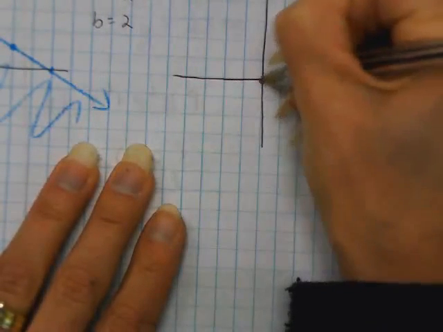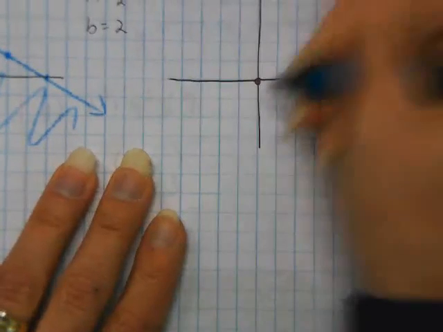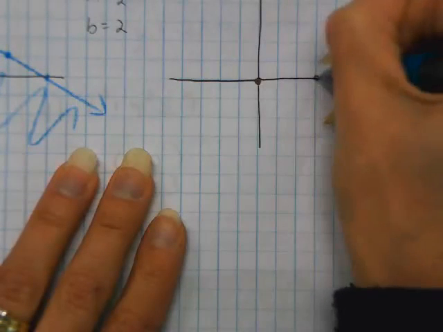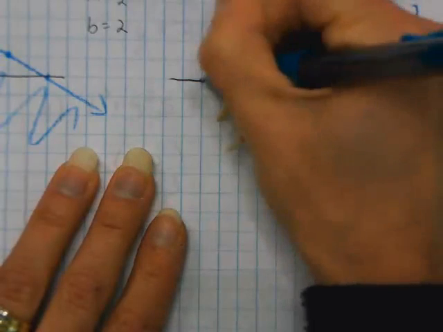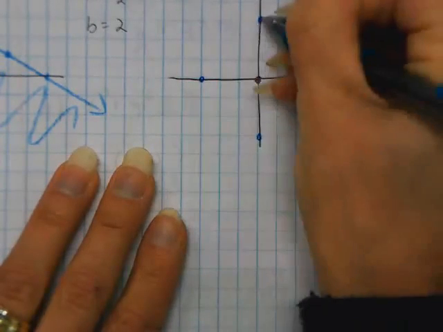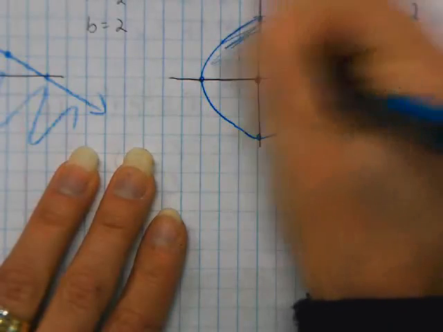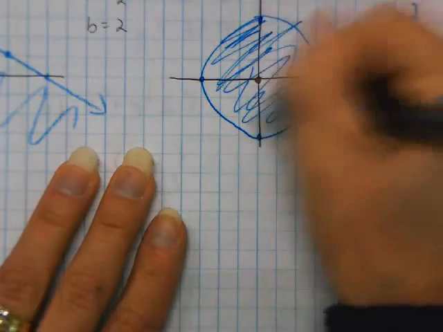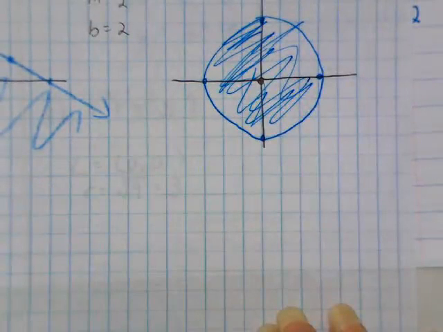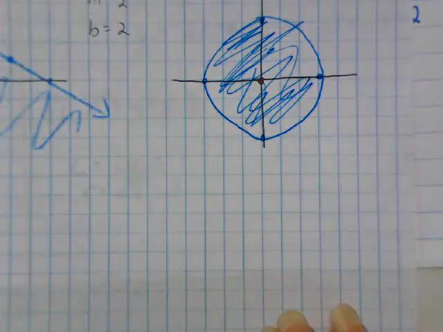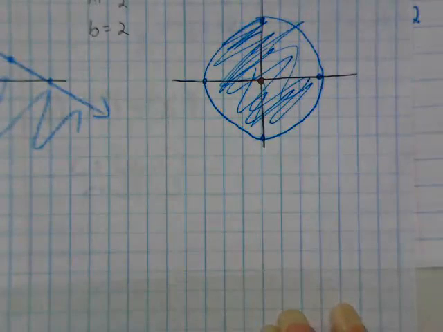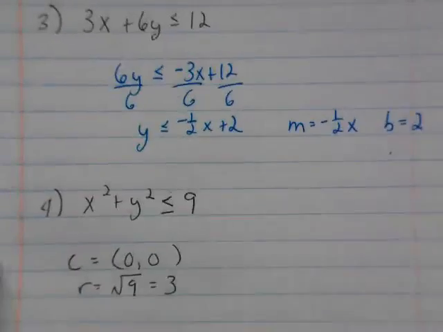So I'm at the center. My circle has a radius of 3. I do a solid circle, and I shade in here. Okay? Alright, I'm going to do one more with you, and then we're going to talk about how to shade systems. Okay, so let's do one last one.